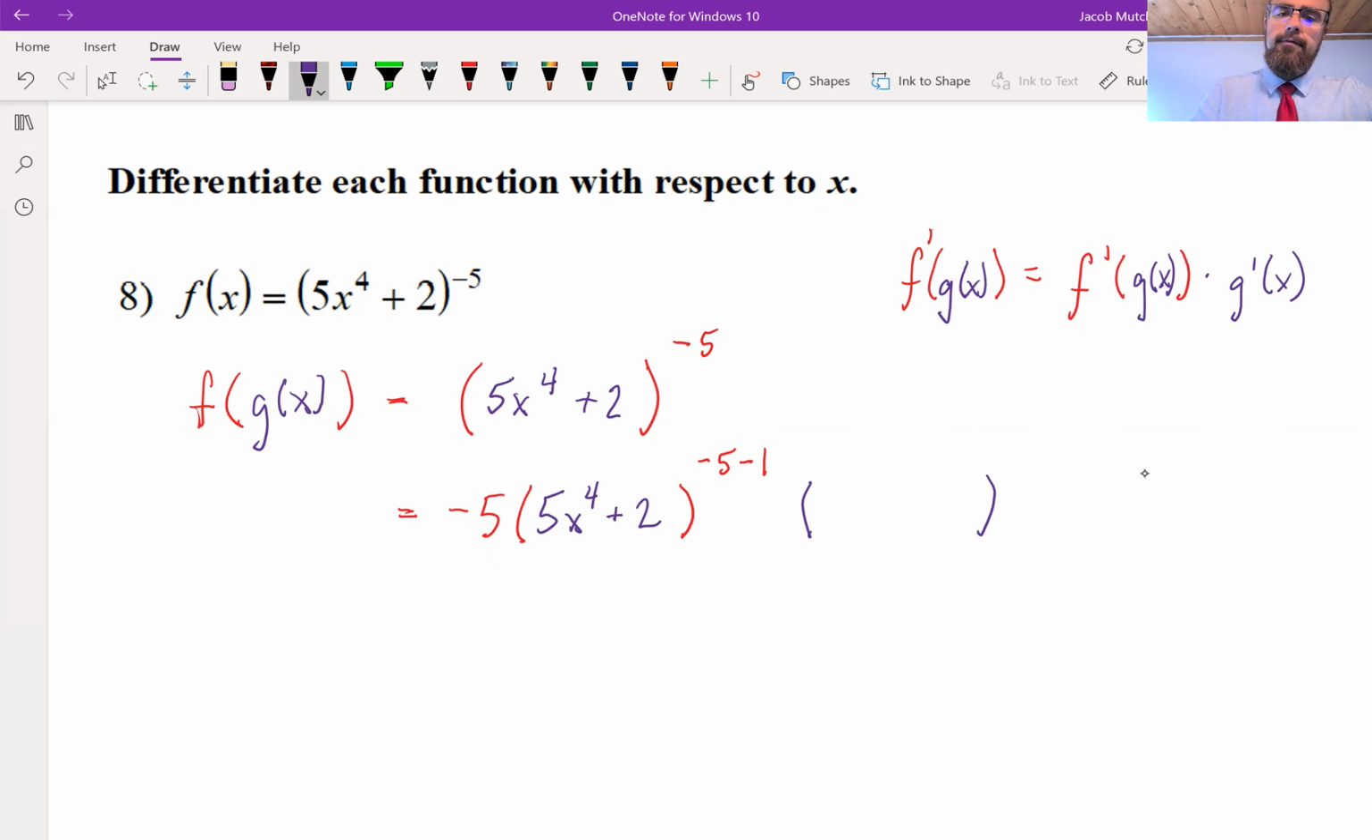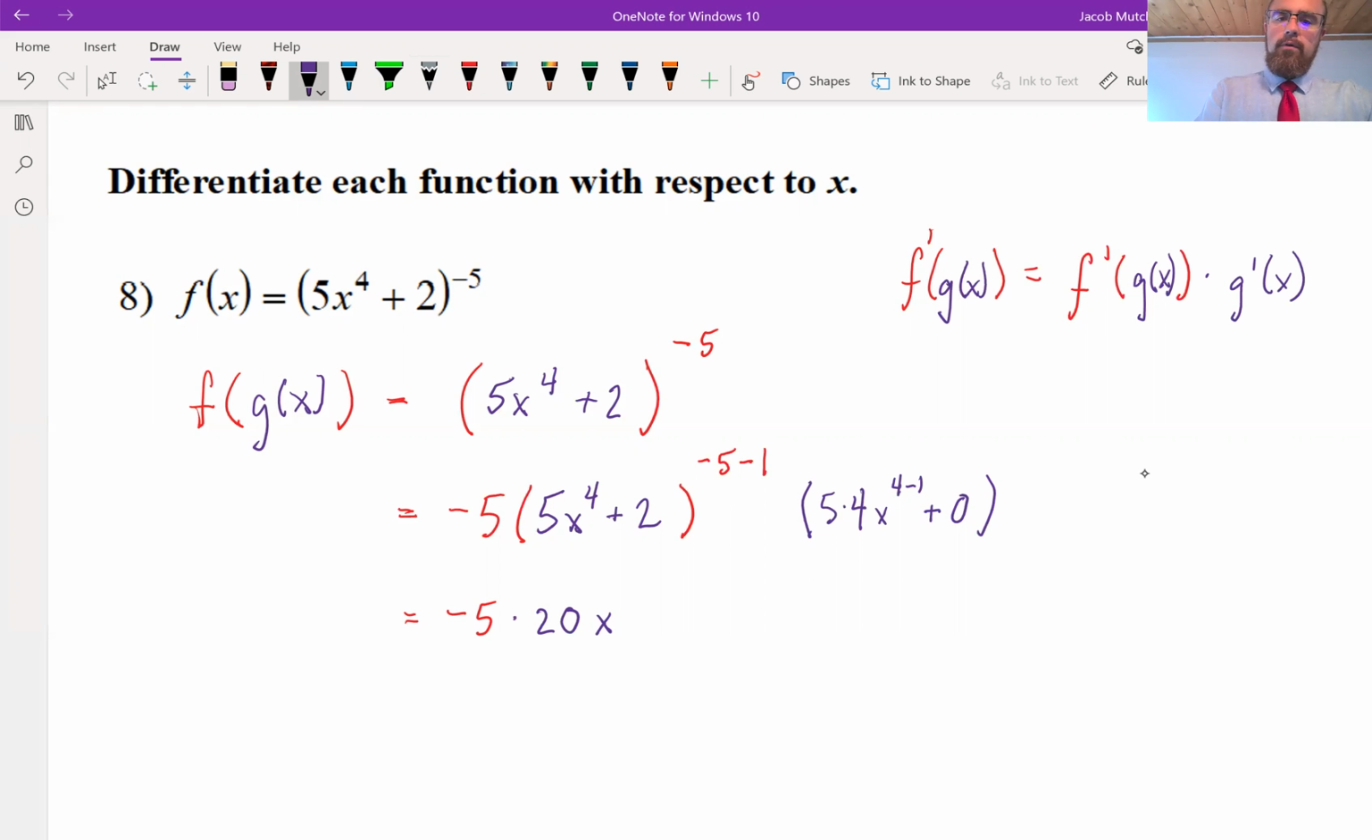And then on the exterior, I need to multiply by the derivative of 5x to the 4th plus 2. So that's going to be 5 times coefficient 4, bring the power down by 1. And then the derivative of 2 is going to be 0. So at that point, again, I just need to simplify. So I've got negative 5, and then I'll bring the derivative of g, so that's 5 times 4 is 20.